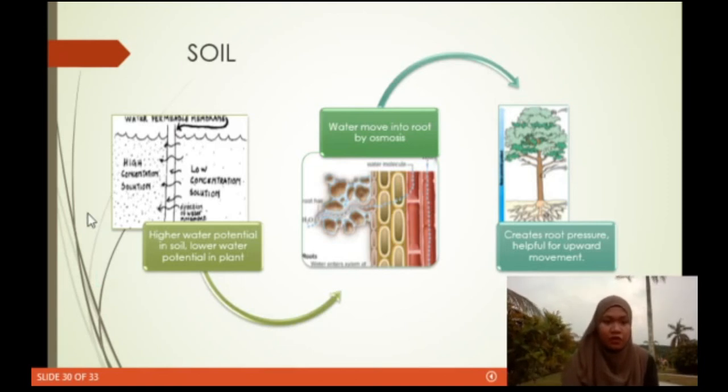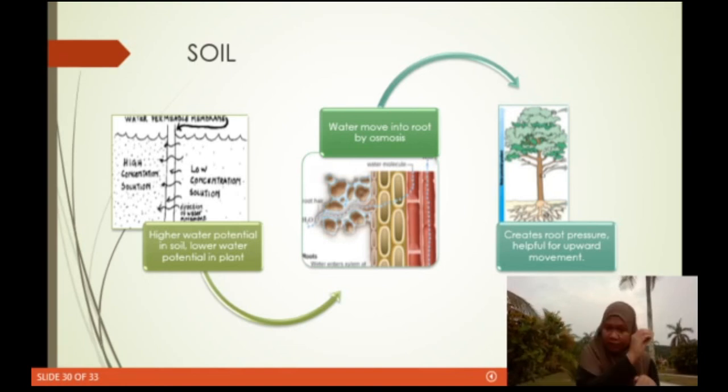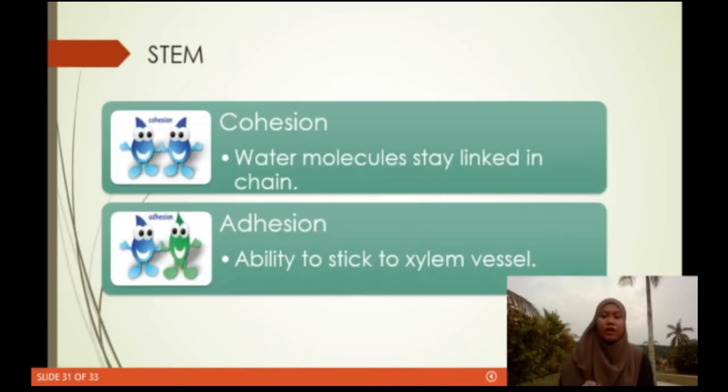For the first picture, higher water potential in soil, lower water potential in root. So there is a solute difference. Water moves from the soil into the roots. Second picture, because of this movement, water goes into the roots by osmosis. Last picture, because of this movement, root pressure happens, and root pressure helps water to move upward. But root pressure is not enough, so it will travel into the stem. So water is already at the stem.